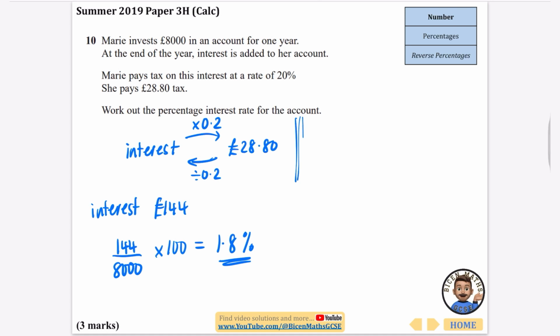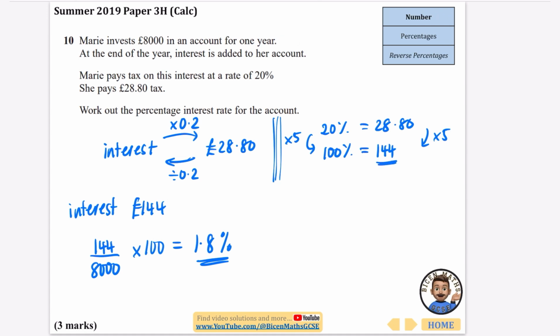Now for this beginning part, if we wanted to do an alternative method, we could have said that 20% was just £28.80. So if we want to find out what 100% is, you can see that it's being multiplied by 5. And when we multiply by 5, I guarantee that you're going to get 144. So this is 144. This is the amount of interest that she earned. Let's double check it's right.